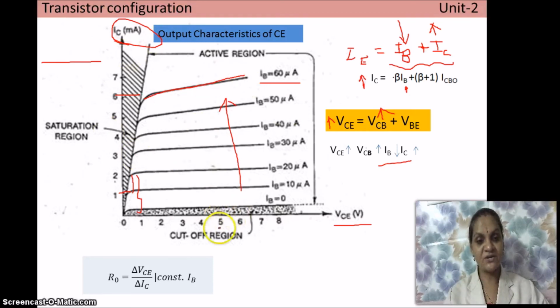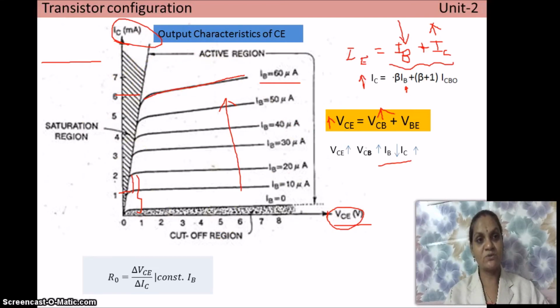Another region here is the cutoff region. As usual, both the junctions are reverse biased, so current will not flow. The only current flowing is the reverse saturation current, which is also constant throughout the operation. Whatever the changes in VCE, this current will not change. And in the saturation region, both the junctions are forward biased. In forward bias, the forward resistance will be very low, so it allows the charge carriers to diffuse across the junction. It results in a large flow of current through it. Hence the collector current increases here. So these are the three regions of operation of a transistor in common emitter.